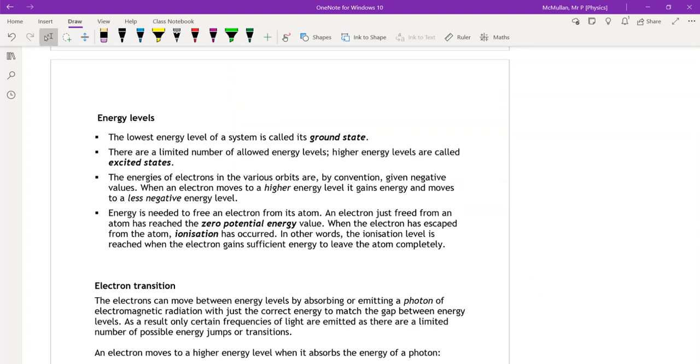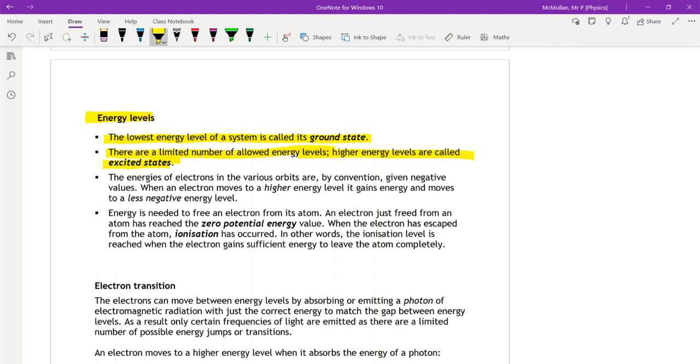In general, the lowest energy level of a system is called its ground state. There's a limited number of energy levels. If the electron moves to a higher energy level, it's in an excited state. It's got lots of energy, it's excited to be where it is.